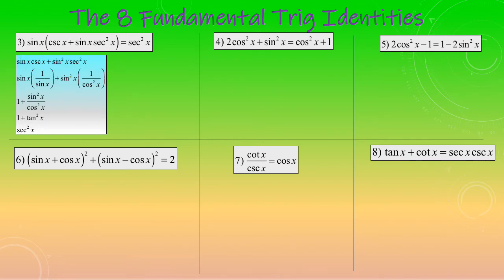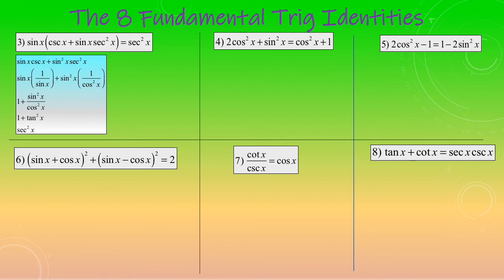In number 3, we have to prove that sine x times the quantity cosecant x plus sine x secant squared x is equal to secant squared x. First, it is clear we're going to work on the left side. It is obviously more complicated. And we're going to use our guideline that we're going to multiply out our expression. So we have sine of x cosecant of x plus sine squared of x secant squared of x. Next, we will use our guideline that when in doubt, change things to sines and cosines.